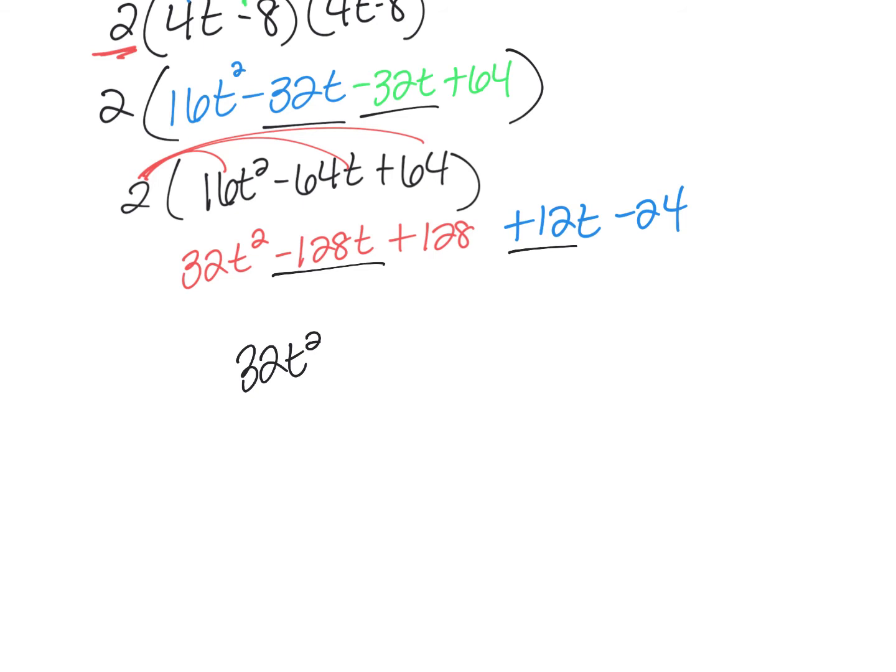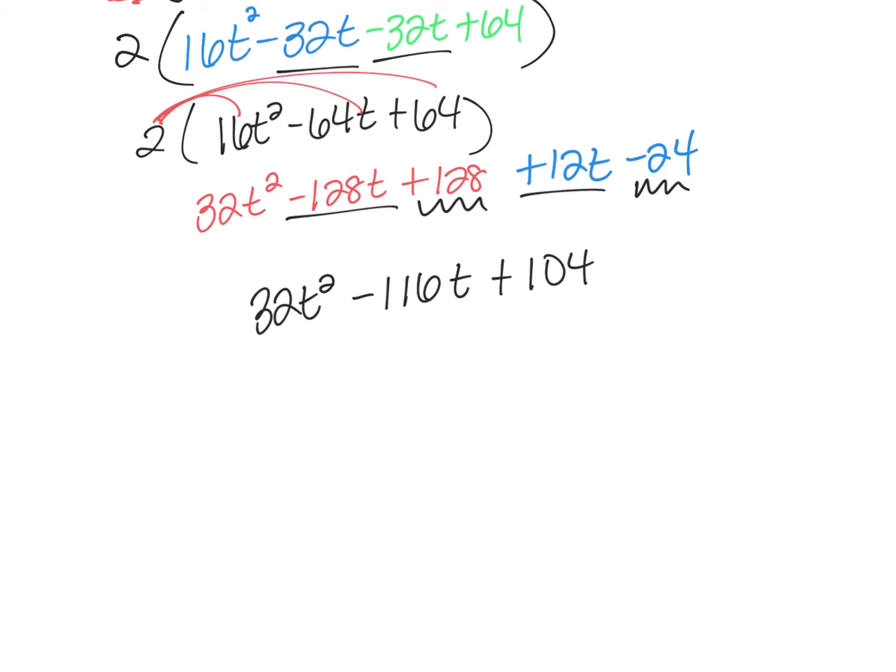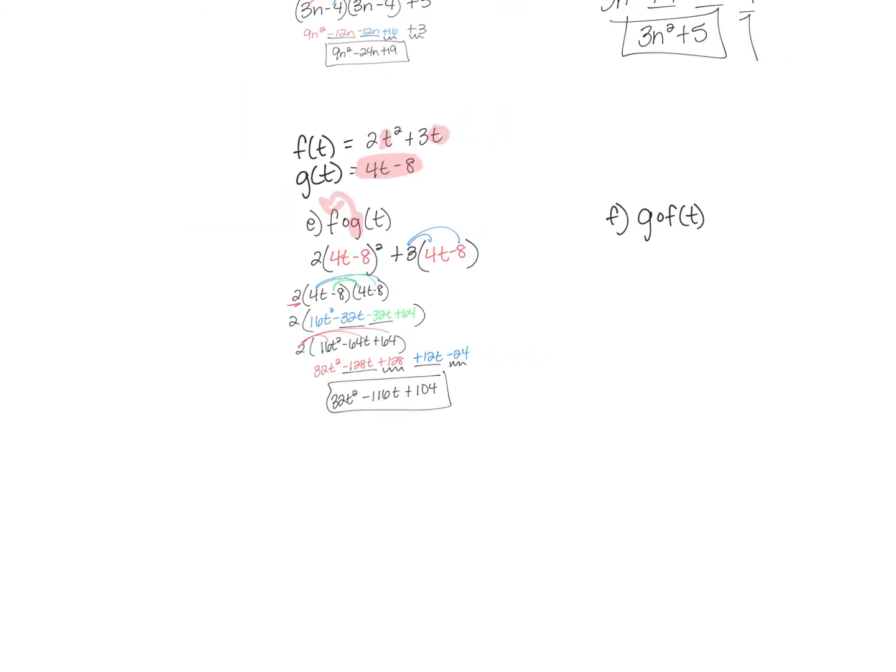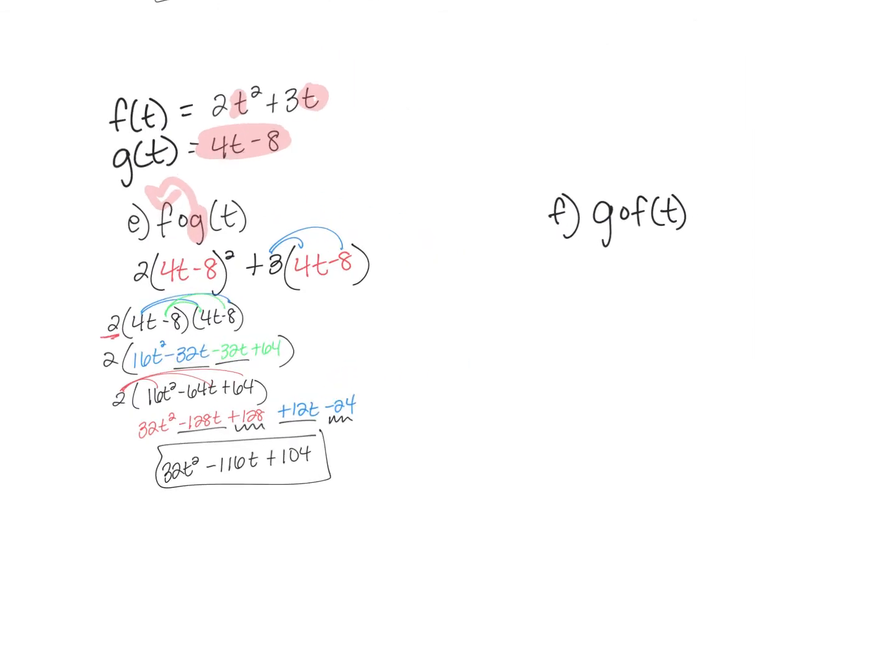What would that be? Negative 116t, I believe. Yeah. And then I have positive 128 and negative 24, which would give me positive 104, I believe, if I did that math in my head correctly. Okay, that is it for that problem. So let's box it, and we're done. We just have one more to go. I think this one's a little bit easier, so don't worry.